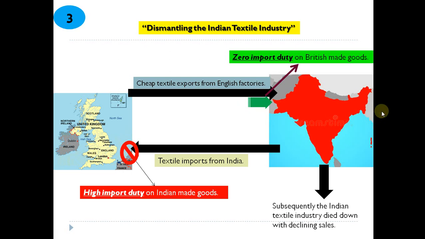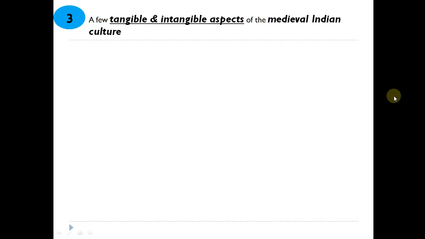Subsequently, the Indian textile industry died down with declining sales. So this is how you dismantle the Indian textile industry. Okay, let us talk about a few tangible and intangible aspects of the medieval Indian culture.